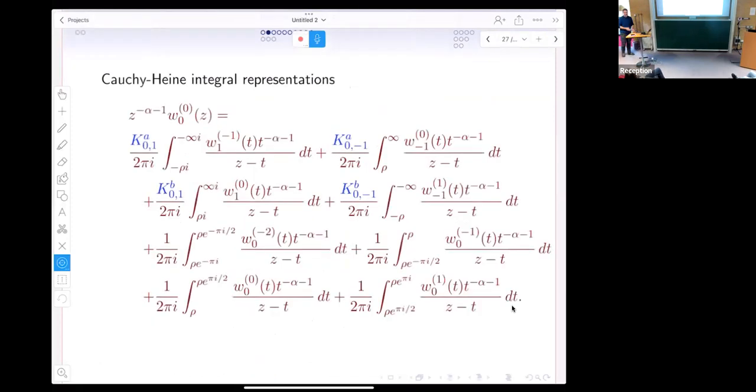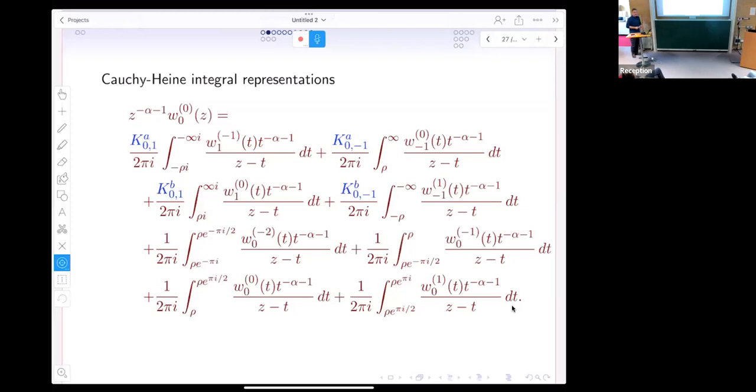We have Cauchy-Heine integral representations, so this is slightly more complicated than what you saw before, because there are more Stokes phenomena, there are more connection formulas. So for W0, you have a sum of four integrals where you integrate along the Stokes lines. So these are all the Stokes lines that you saw on the previous page. And these are the small circles. These final four integrals are the ones that we can disregard in a moment.